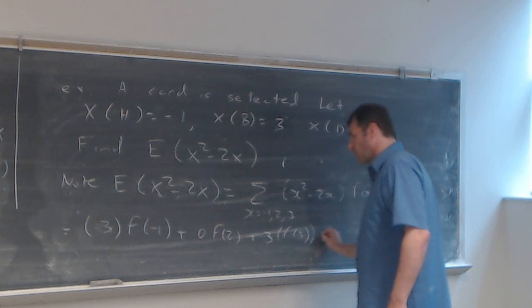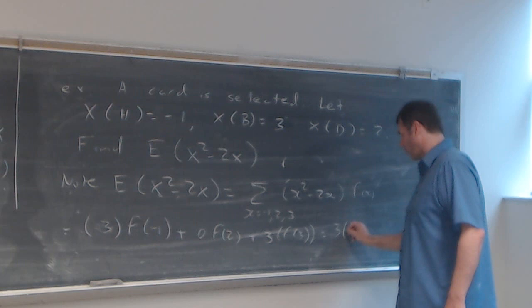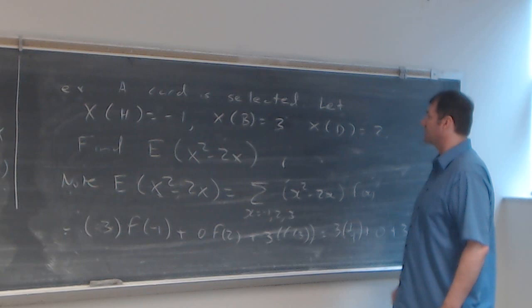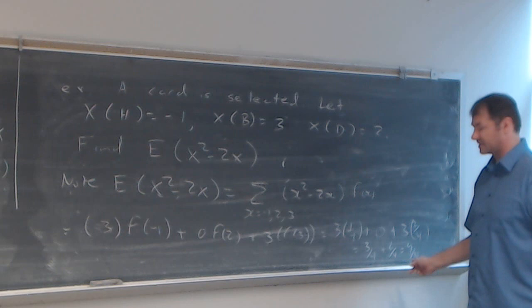And what I get here is 3 times f of -1. Remember what my f of -1 is? It's the chance that x is equal to -1. And what that's equal to is 1 fourth. So it's 3 times 1 fourth, plus 0, plus 3 times the chance that x was equal to 3, and that's 1 half or 2 fourths. And so here I get 3 fourths plus 6 fourths, and that's equal to 9 fourths. Again, we get a number for the expected value. The answer here was 9 fourths.